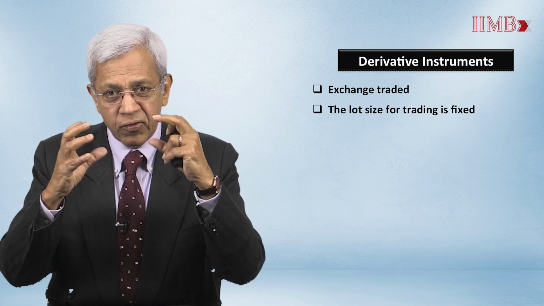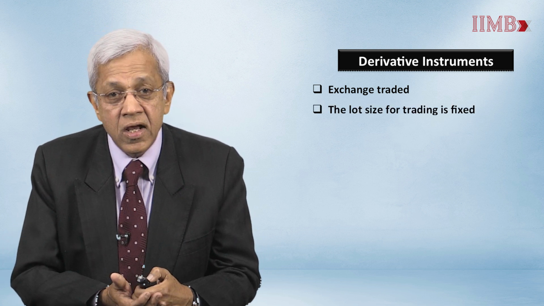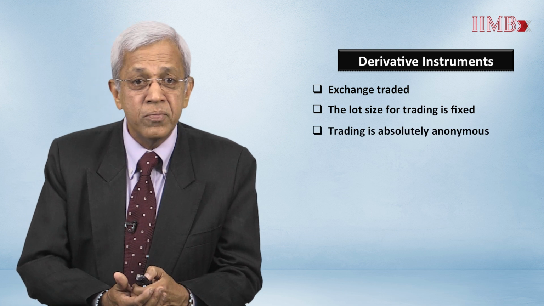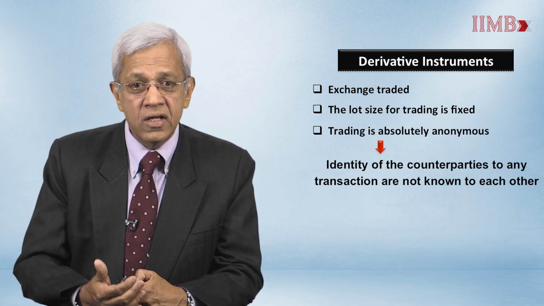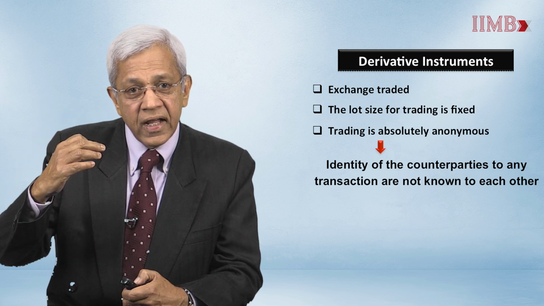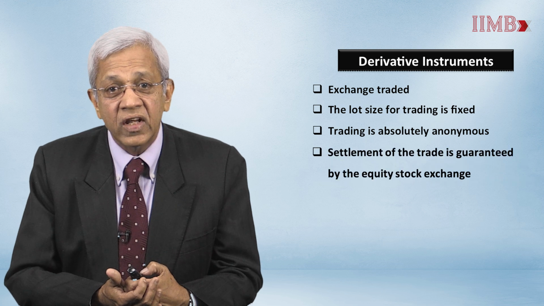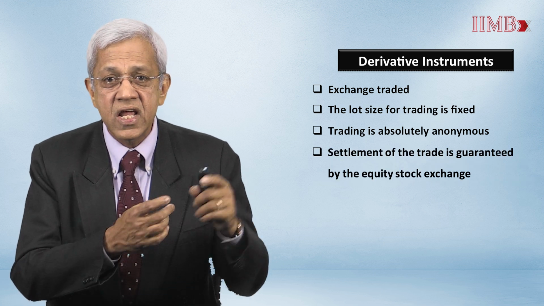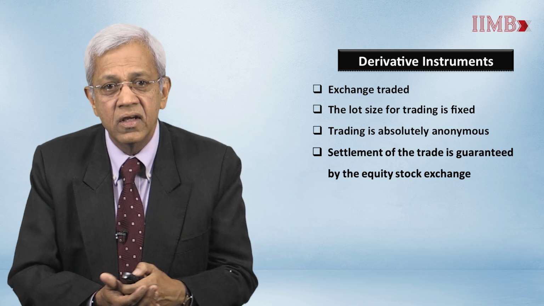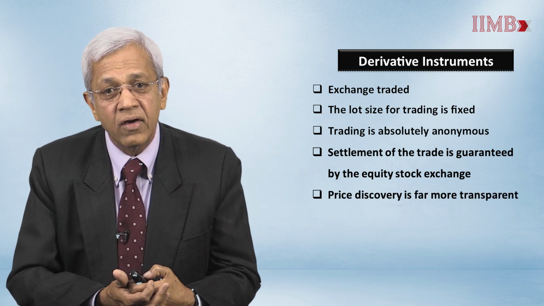Almost all derivative instruments traded in the equity stock markets are exchange traded. Hence, as we have seen in some of our earlier sessions, the lot size for trading is fixed. Trading is absolutely anonymous. That means the identity of the seller and the buyer in any transaction is not known to each other. Settlement of the trade is guaranteed by the stock exchange, and as a result, price discovery is far more transparent.